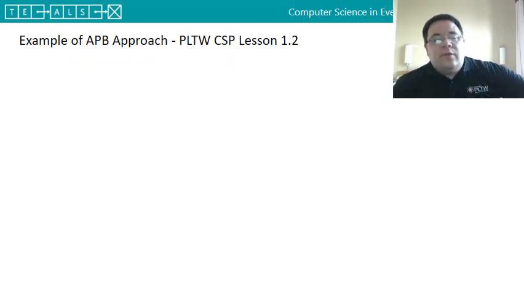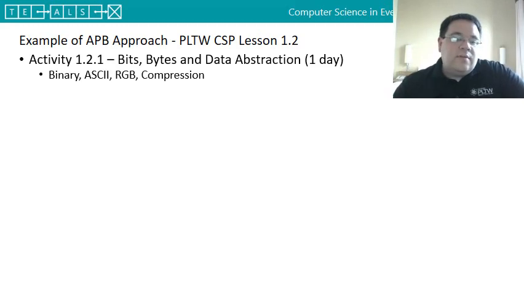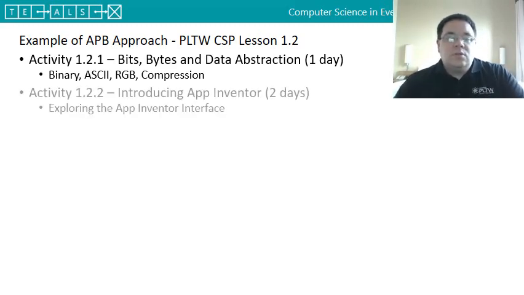Here's an example of what the APB approach looks like in Project Lead the Way's Computer Science Principles curriculum. Lesson 1.2 is mostly focused on using the software program App Inventor to develop Android apps. The first activity starts with a computer science concept that's not directly related to the App Inventor work, but it talks about things like binary, ASCII, RGB, and compression, and is a one-day activity to introduce some of these important concepts to the students.